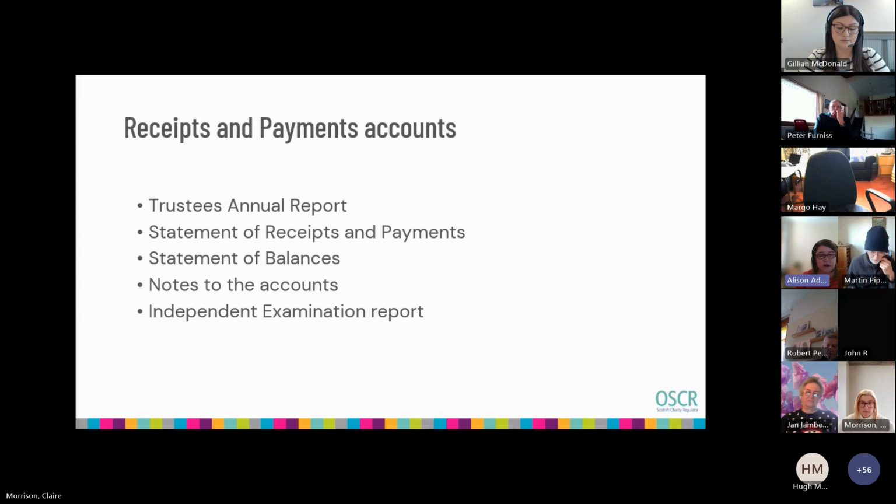In receipts and payments accounts, the statement of balances and the trustee's annual report must be signed by one of the charity trustees on behalf of all the charity trustees and specify the date on which they were approved. We will now go on to look at each of these elements in a little bit more detail.